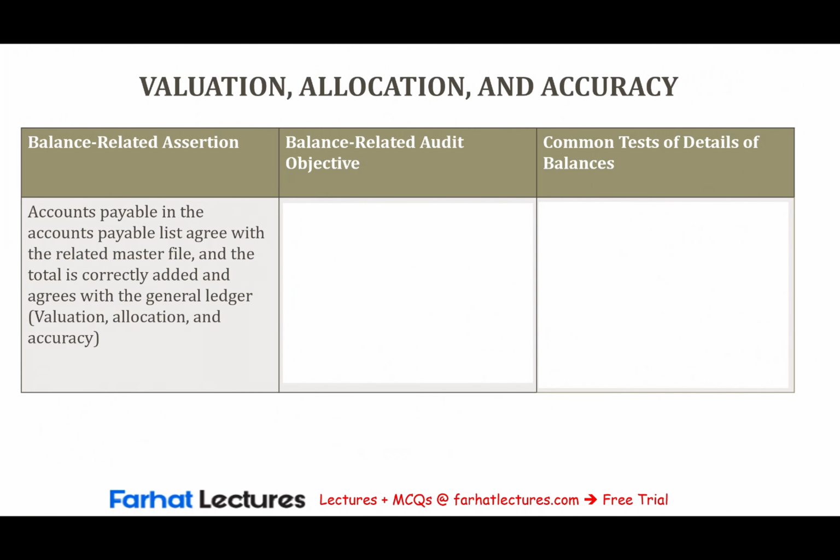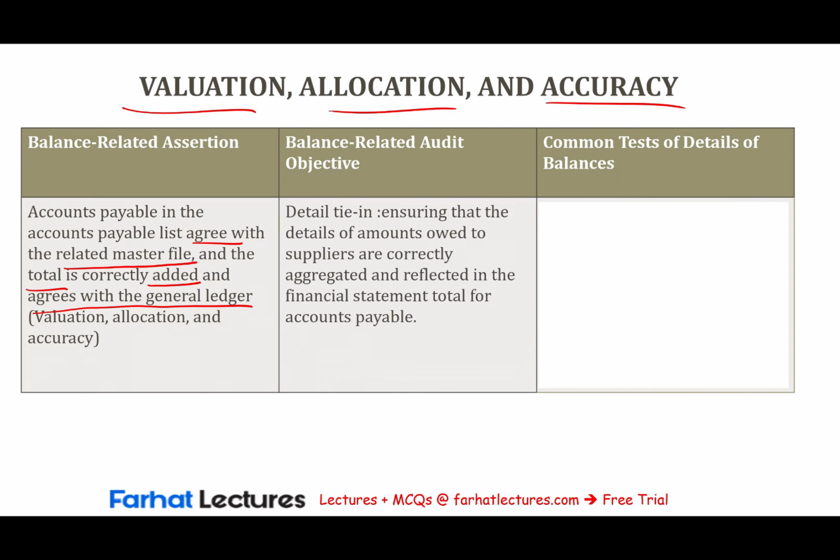Starting with the first assertion, and this usually applies to most accounts: valuation, allocation, and accuracy. Simply put, are the numbers correct? You have to make sure that if I'm seeing a number, is it correct? Is it valued properly, allocated, accurate, and so on and so forth? So the balance related objective: the accounts payable list agrees with the related master file, and the total is correctly added, accurate, and agrees with the general ledger, and we can tie it to the general ledger. So we're dealing with valuation, allocation, and accuracy here.